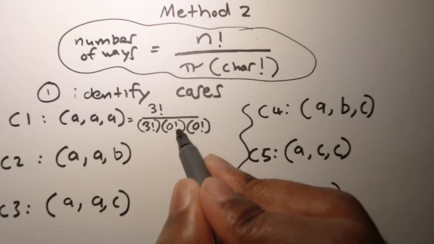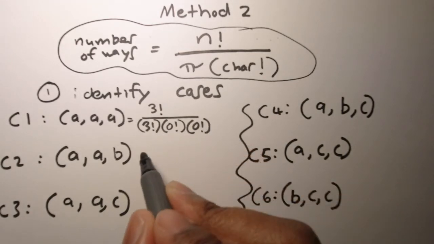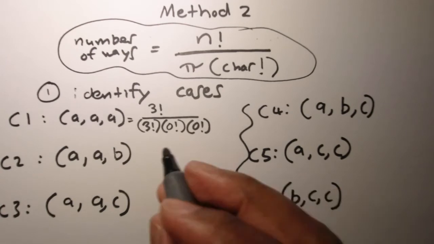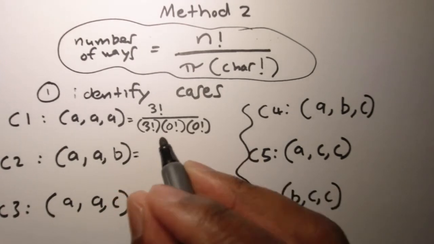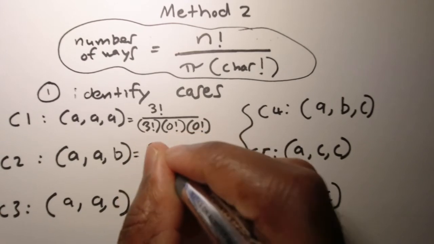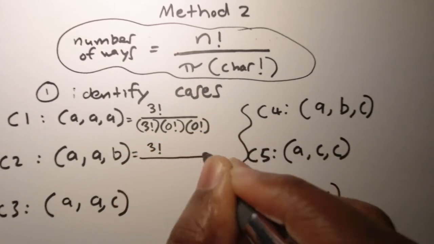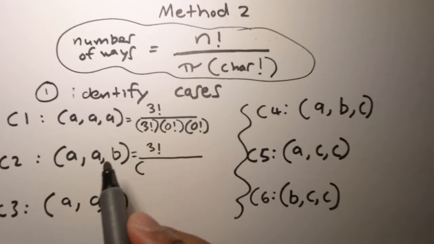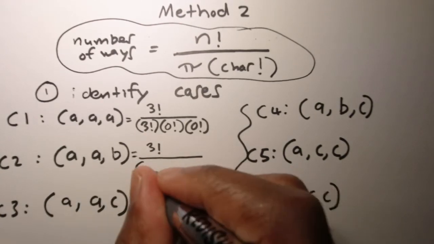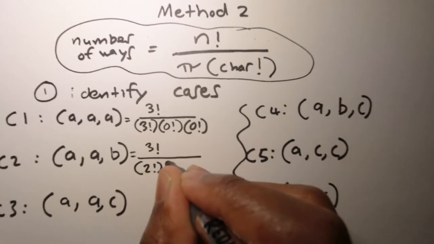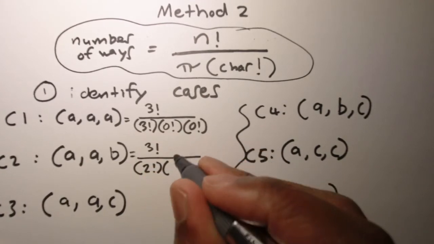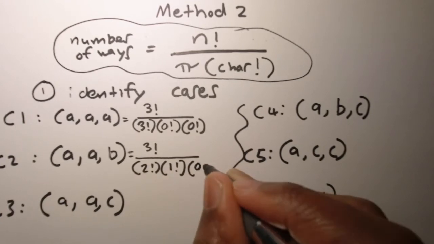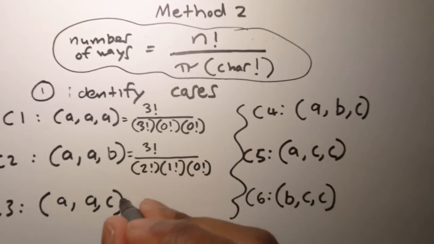Now, I'm not going to evaluate this completely, but what I will do is that for each one of these cases, I'm going to set it up for you, and then you guys can finish on your own. For the next case, we'll have 3 factorial divided by, so let's see how many A's we have. We have 1, 2 A's, so we'll do times 2 factorial. How many B's do we have? We have 1 B, so times 1 factorial. And then we have no C's, so we'll just put times 0 factorial.